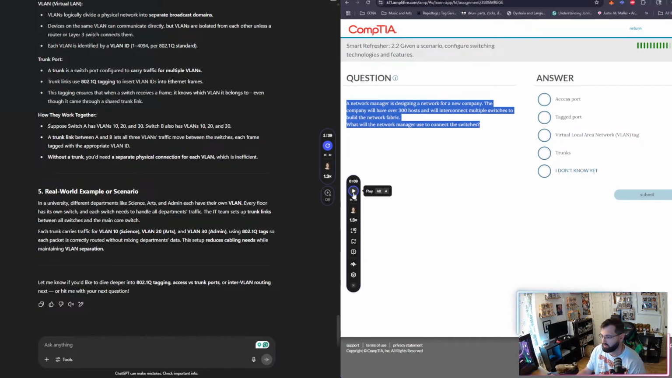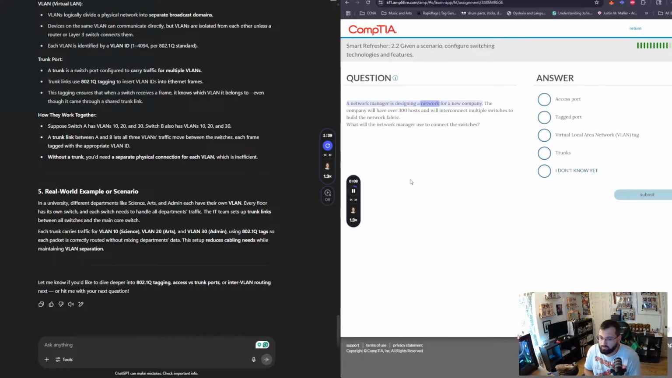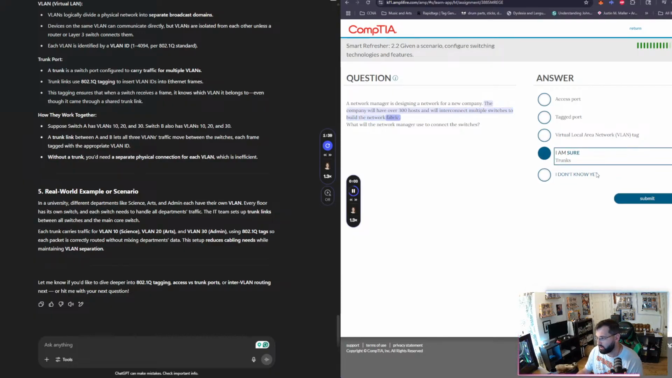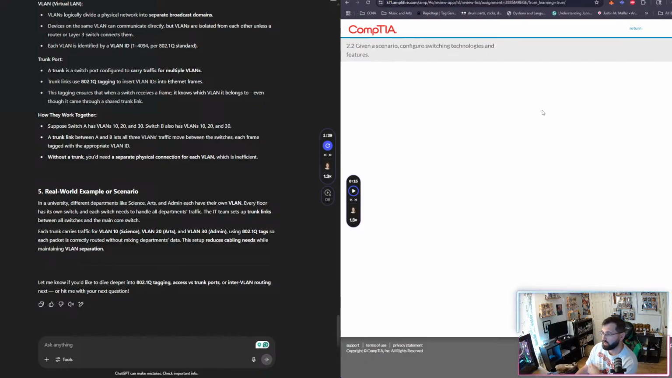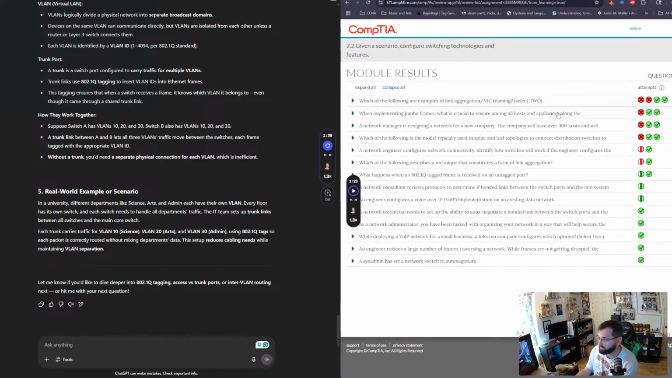God, that upsets me. A network manager is designing a network for a new company. The company will have over 300 hosts and will interconnect multiple switches to build a network fabric. What will the network manager use to connect the switches? Which of the following are examples of link aggregation, NIC teaming? Select 2. All right, good. We're done with that section. I feel like we did pretty good.